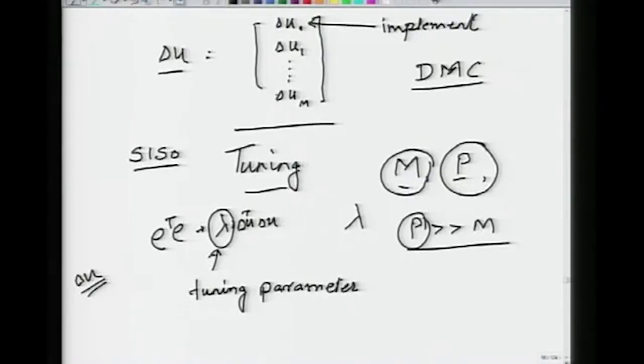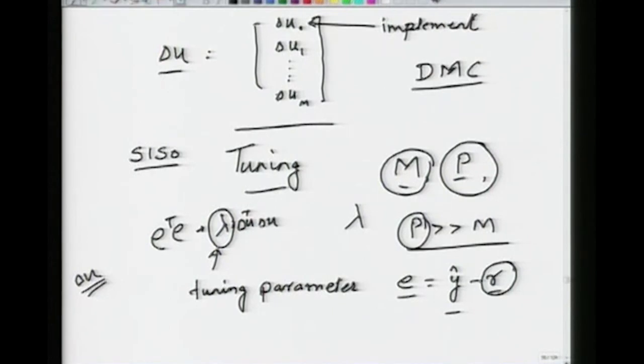There is another tuning parameter that I should talk about. See, we did not talk about the reference trajectory yet. You see, when I wrote error, I defined error as y predicted minus the reference trajectory. How do you get the reference trajectory? This is something that I will discuss right now.